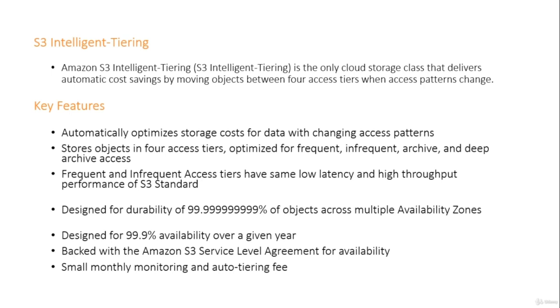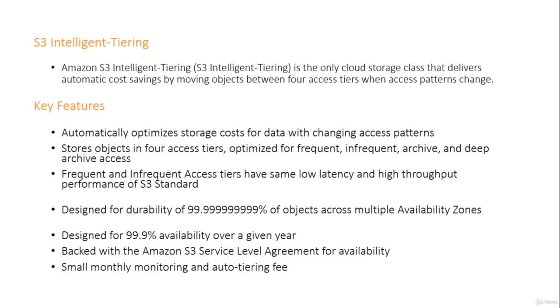S3 Intelligent Tiering. This storage class is ideal for circumstances where the frequency of access to the object is unknown. Effectively, if we have unpredictable data access patterns, using this storage class can help to optimize our storage costs. When objects are moved to Intelligent Tiering, they are placed within the frequent access tier. If an object is not accessed for 30 days, AWS will automatically move the object to the cheaper tier known as the infrequent access tier. Once that same object is accessed again, it will automatically be moved back to the frequent tier.